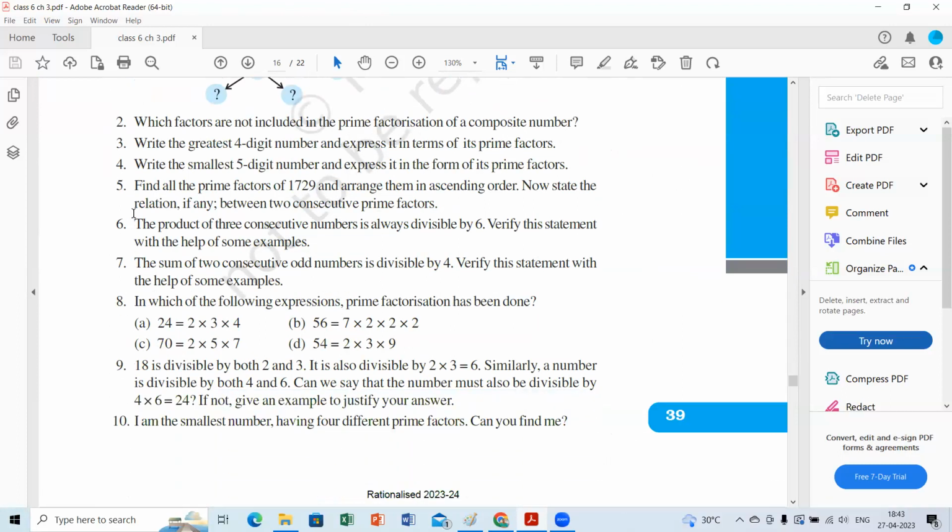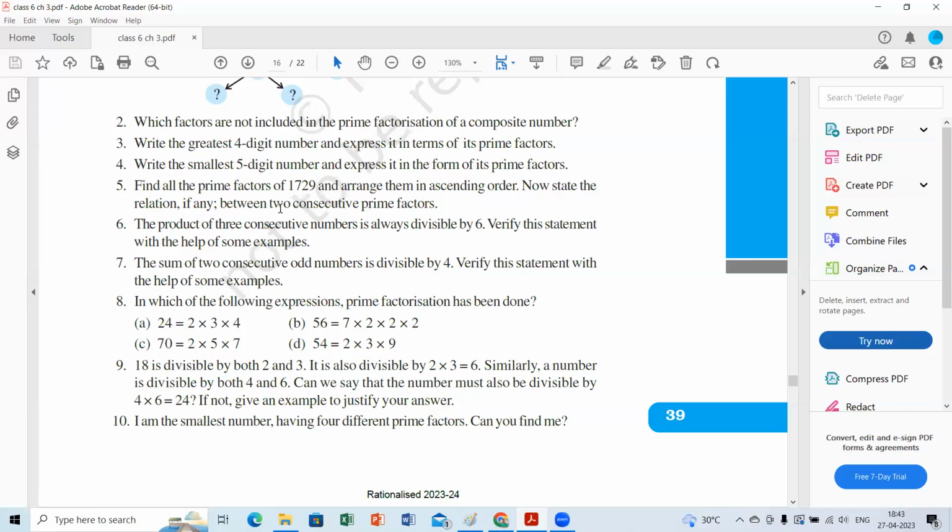Please try as homework question numbers 4, 5. The product of consecutive numbers is always divisible by 6. Verify this statement with the help of some examples. You can do 4, 5, 6, 7 as homework, children. Today's homework is 4, 5, 6, 7, 8 also.